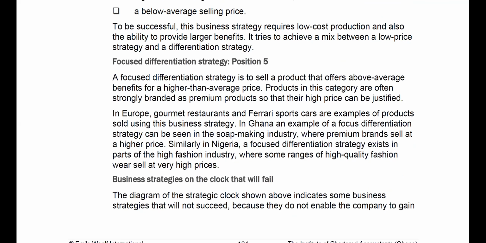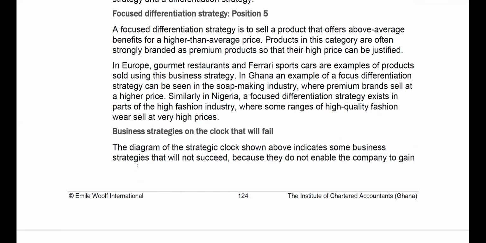Makes sense. Then let's come to focused differentiation. With focused differentiation, yes, we are differentiating, but we are not differentiating in a broader market. We are differentiating by concentrating on a particular segment of the market. A niche. Yes, a niche. So this is actually a niche strategy. It is to sell a product that offers an above average benefit for a higher than average price, but products in this category are often strongly branded as premium products so that their high price can be justified.